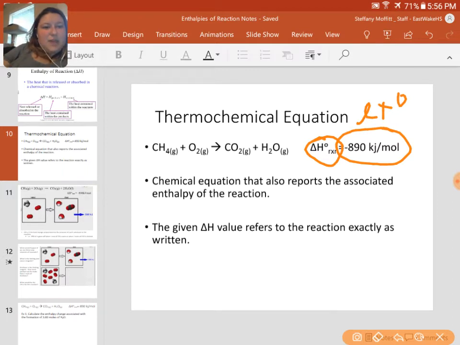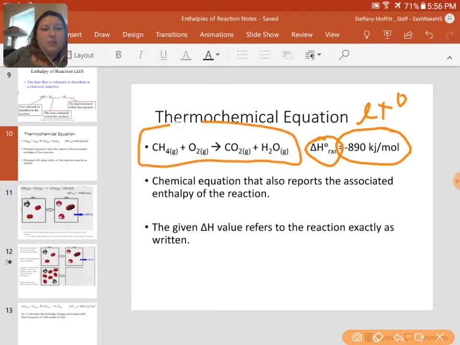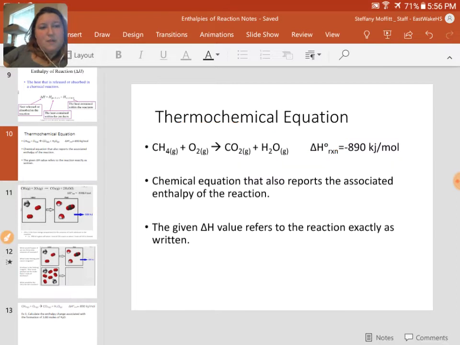So this delta H refers to the reaction exactly as it's written. So with these amounts of moles, there's 1 mole of CH4, 1 mole of O2, 1 mole of CO2, and 1 mole of H2O. That is the delta H for that certain number of reactants and products.